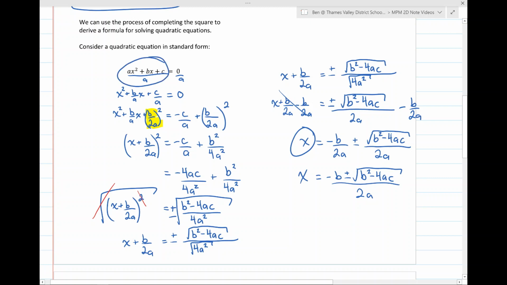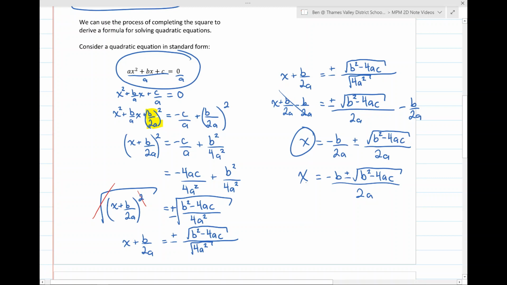So here I have ax squared plus bx plus c equals 0. That was how we started, and it's key that it equals 0 on one of the sides, just like before, because if it equals 0, then it truly is the roots we're finding, the solutions, the zeros that we're finding here.